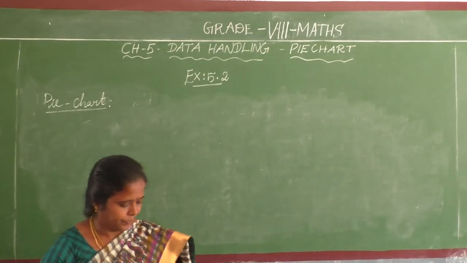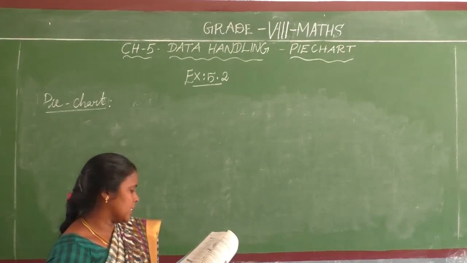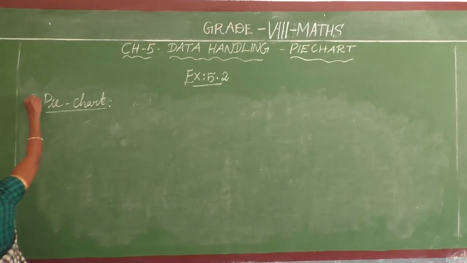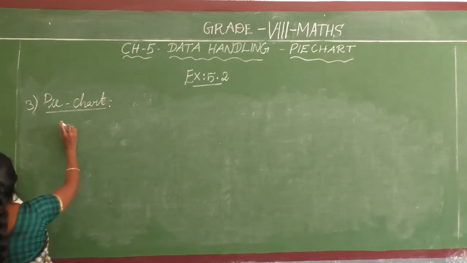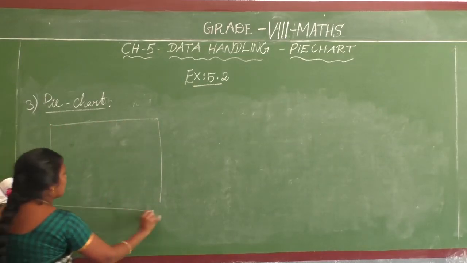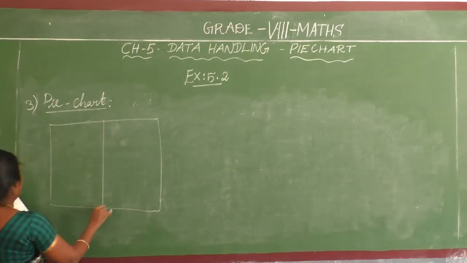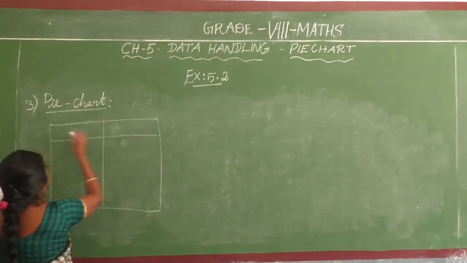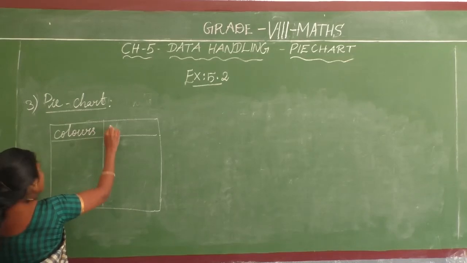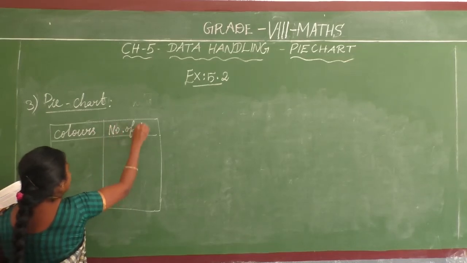See, third question, draw a pie chart for showing the following information. What information they given here? Colors preferred by the group of people. Colors, and the number of people.